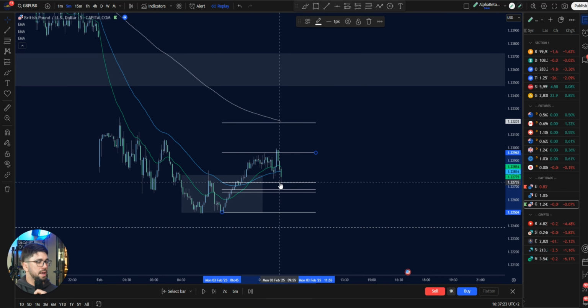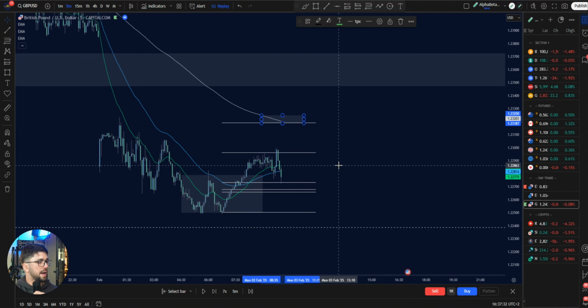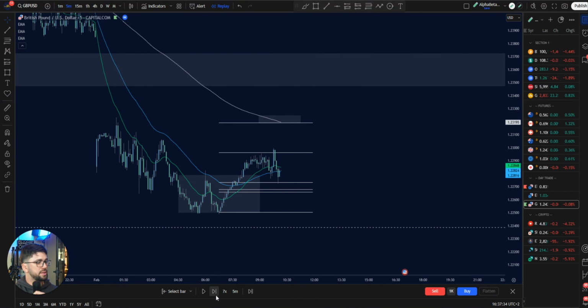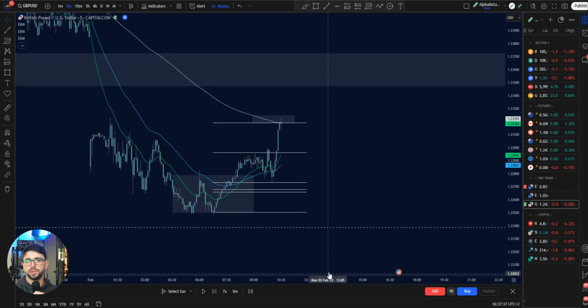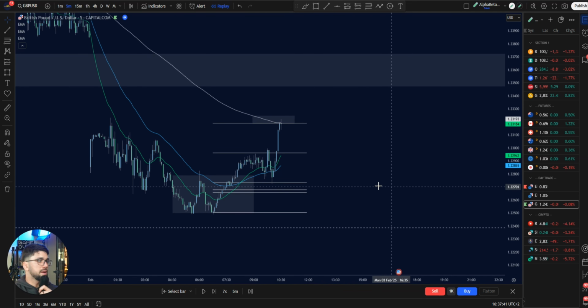I didn't get in right at the 50. I actually got in a little bit earlier, but the target was that 200 EMA on the 5 minute. So that area there. Now afterwards, straight away, it was the first trade of the week. It was just super easy. So that's one example of it.